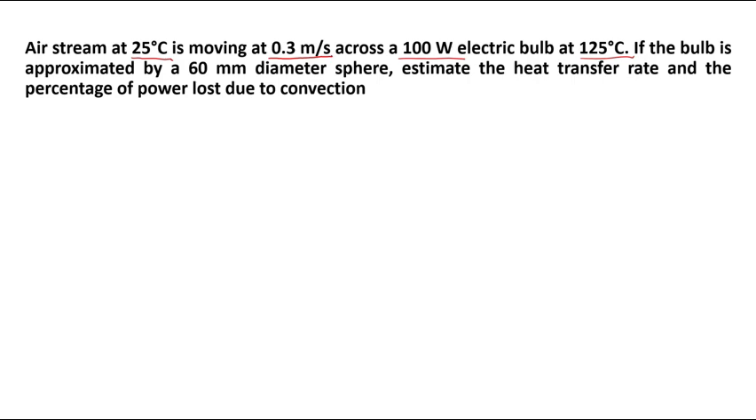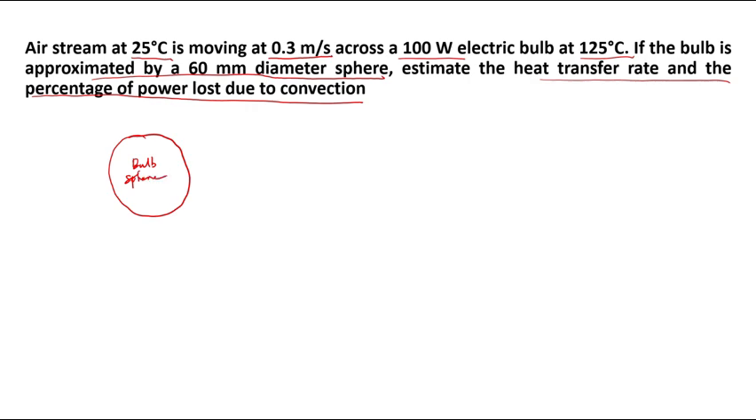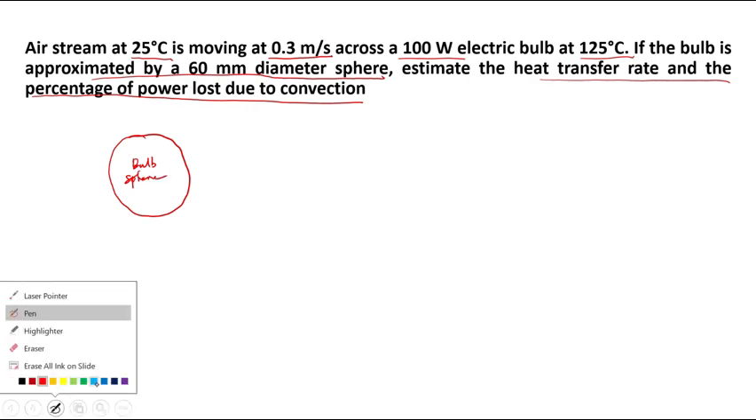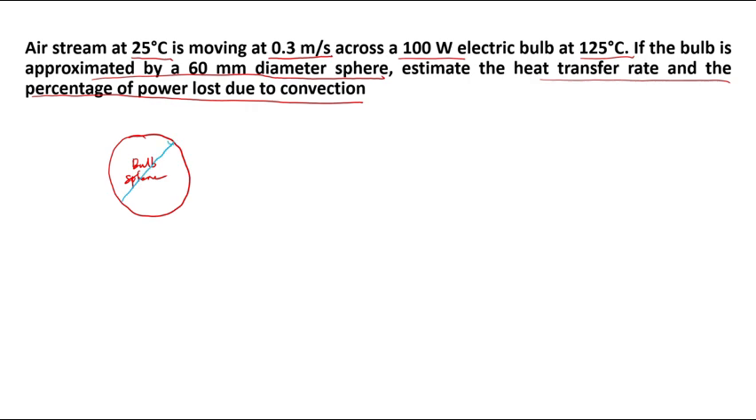If the bulb is approximated by a 60 mm diameter sphere, we estimate the heat transfer rate and the percentage of power lost due to convection. So, given the condition, the bulb is assumed as a sphere. Its diameter is 60 mm. So diameter is equal to 60 mm, which is equal to 0.060 meter.